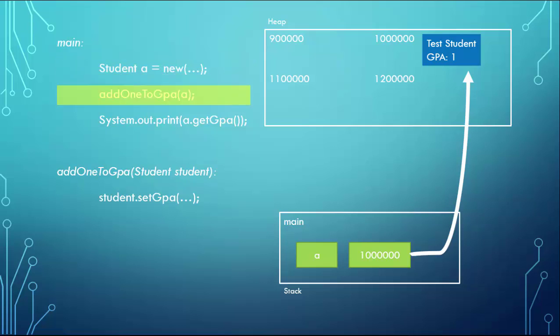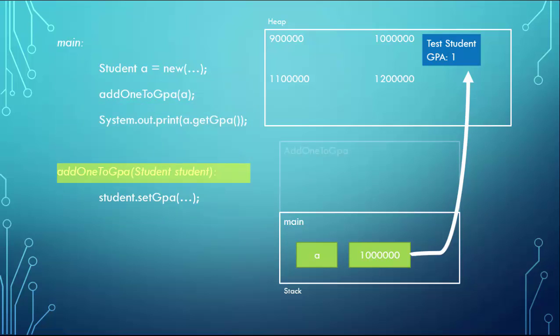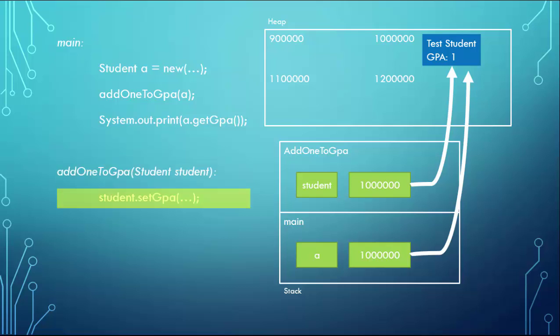When we call our add1 to GPA method, we create a new space in the stack for our add1 to GPA, and we're passing in the student. We're not passing in the information, we're actually passing in the reference. So student gets a reference. It also remembers my student is at spot 1,000,000 in the heap. We're following student.setGPA, says go to spot 1,000,000 in the heap and change the GPA to 2.